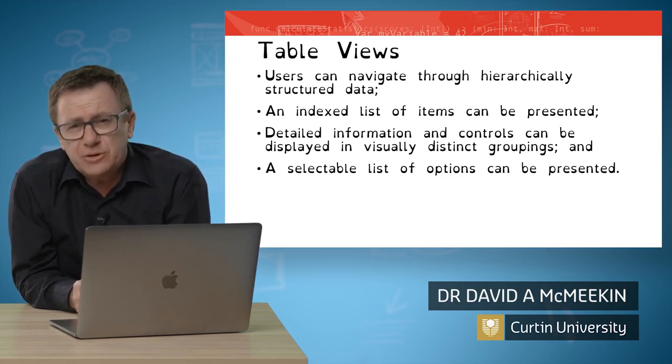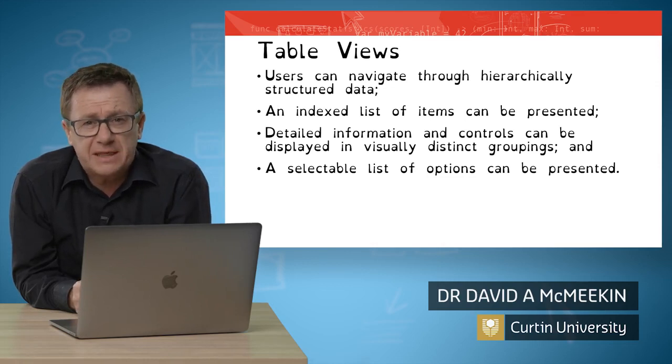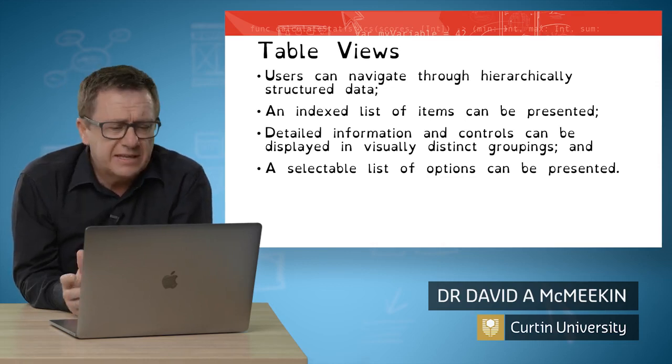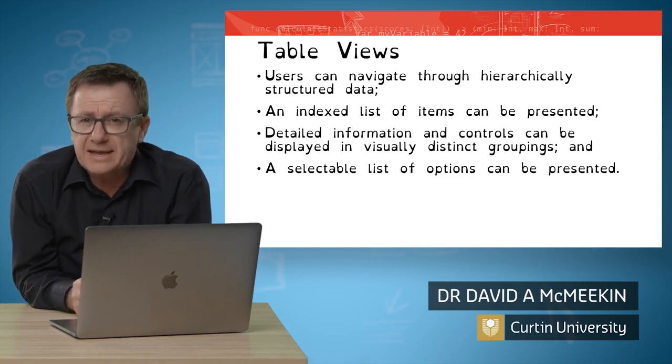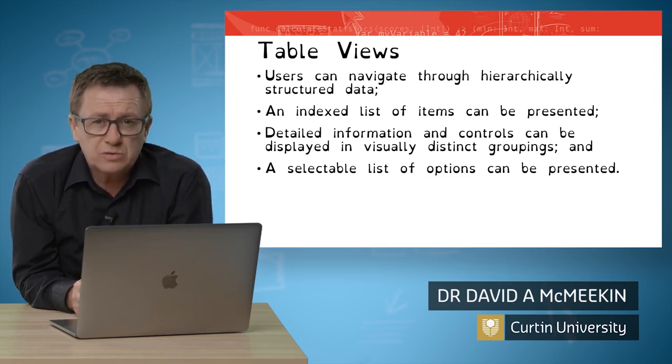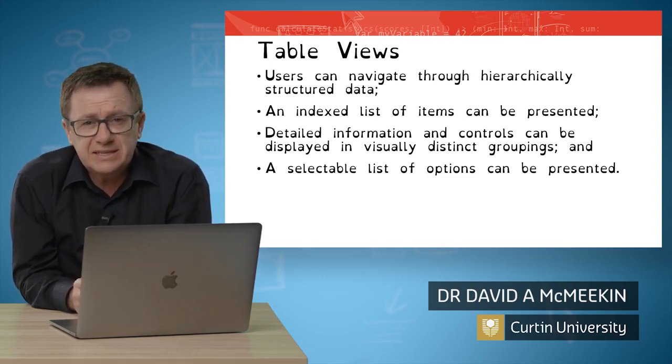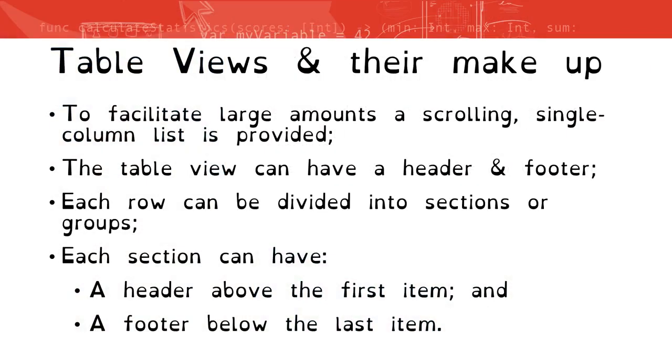We have detailed information that can be displayed within our table view. It gives us a great way to control what's seen, manipulate how it's visually presented, and they also give us an ability to put controls within the table views so that we can control, add, change, delete the data that's stored in them. So with our table views, how are they made up?